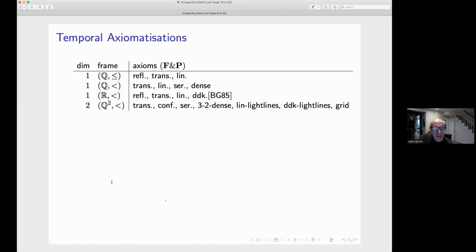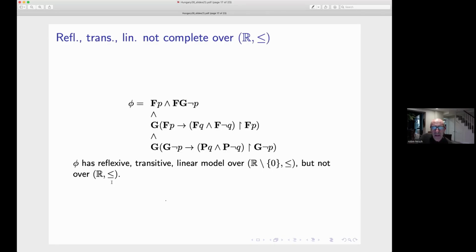Let me just say that with the temporal axiomatizations, it's much more difficult. We do have a result of Burgess for the irreflexive reals, but these axioms don't work for the one-dimensional reflexive reals frame. I won't try to explain, but here's a formula which is satisfiable in transitive linear reflexive frames, but it's not satisfiable in the reals. Basically, there's a gap. It demands two open sets to cover the reals, a downward closed open set and an upward closed open set, which can't be done. So we know that these axioms can't be complete. So these cases are tricky.